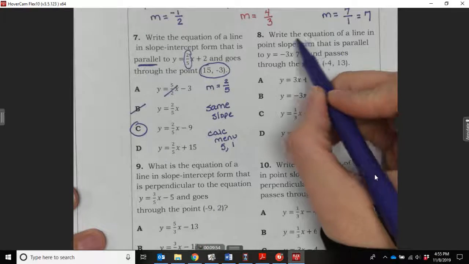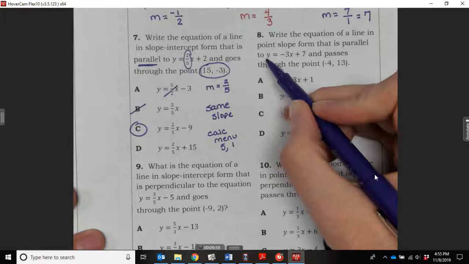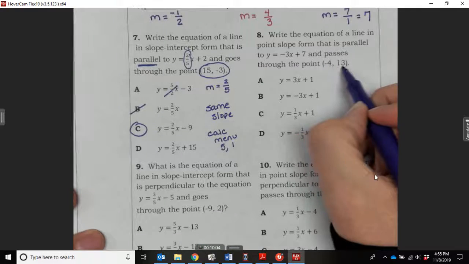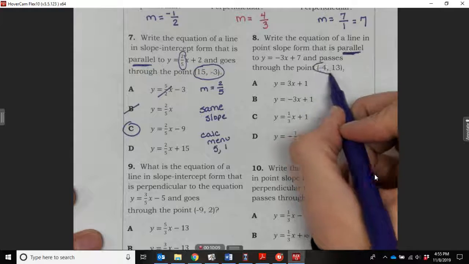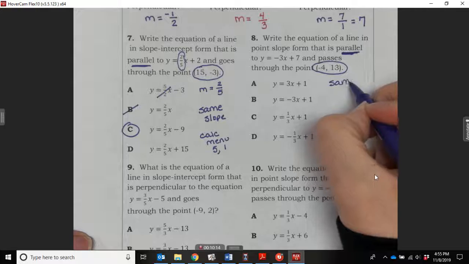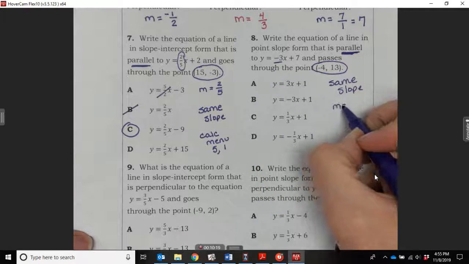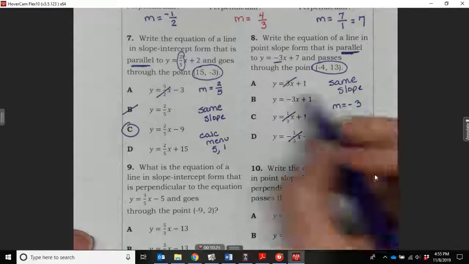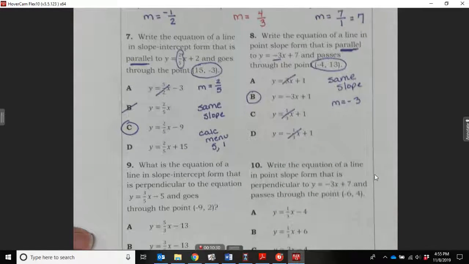All right, number 8. Write the equation of a line in point-slope form that is parallel to y equals negative 3x plus 7 and passes through the point negative 4, 13. So we want it to be, again, parallel, and it goes through this point. So parallel means same slope. So I need a slope that says negative 3. So my slope has to equal negative 3. And on this one, I'm in luck, because B is the only one that says a slope of negative 3.